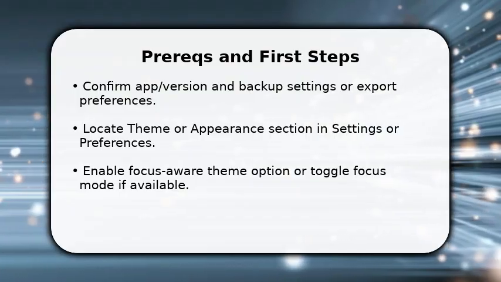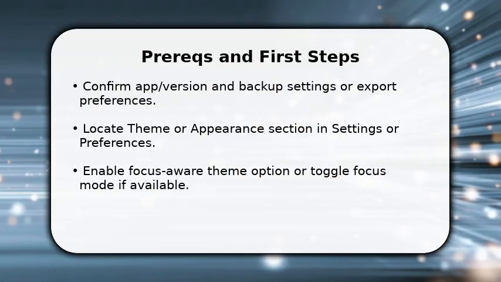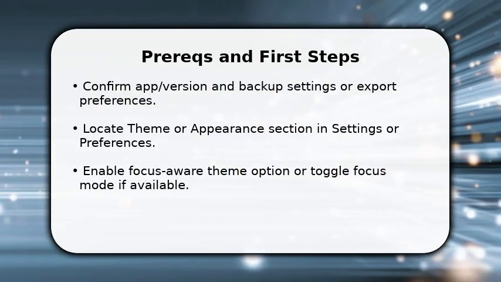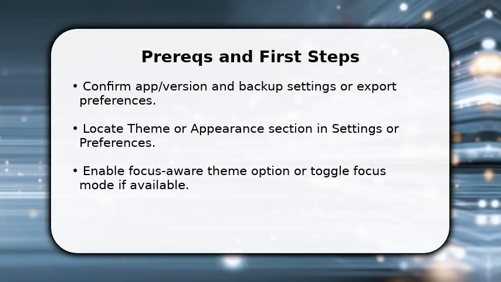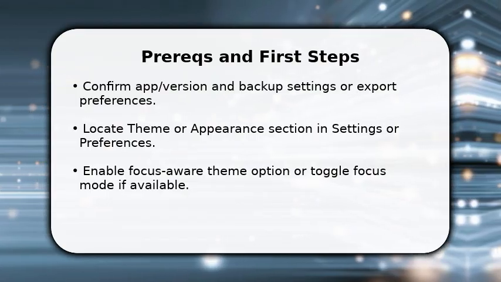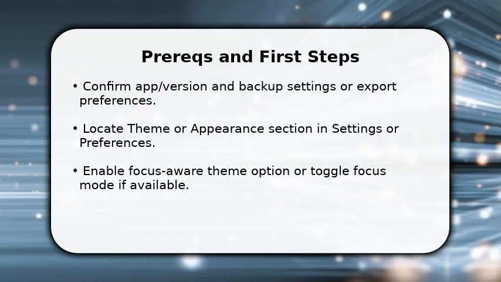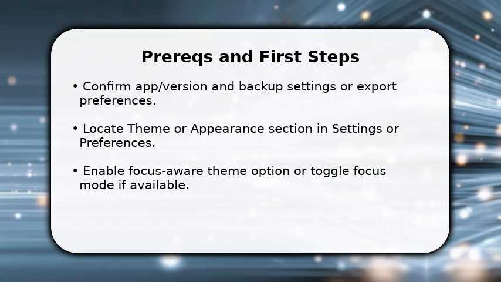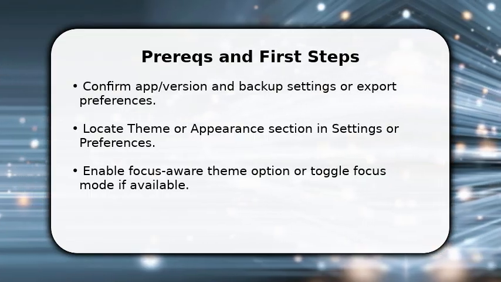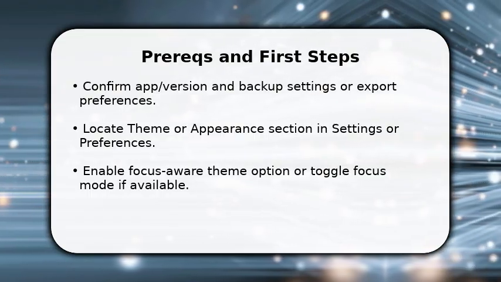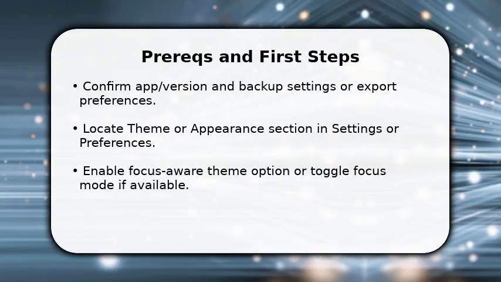You start by confirming prerequisites. Check your app version and export or backup current settings so you can revert if needed. Once done, open Settings and go directly to Appearance or Theme. Don't dig through unrelated menus. Enable the Focus-Aware Theme toggle or select the theme that supports focus-driven accents.